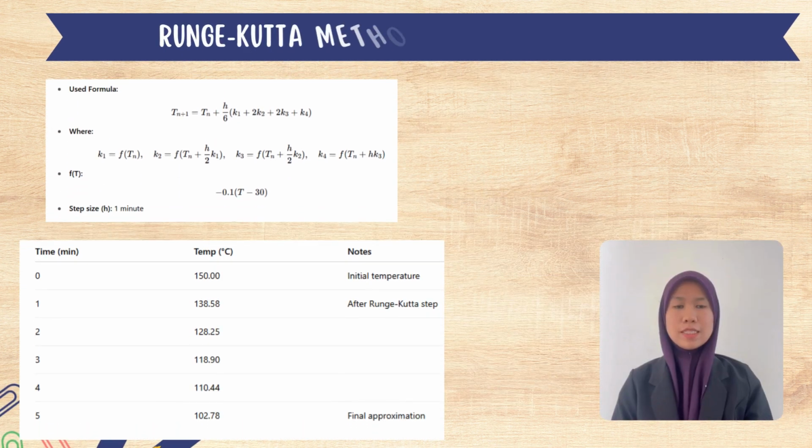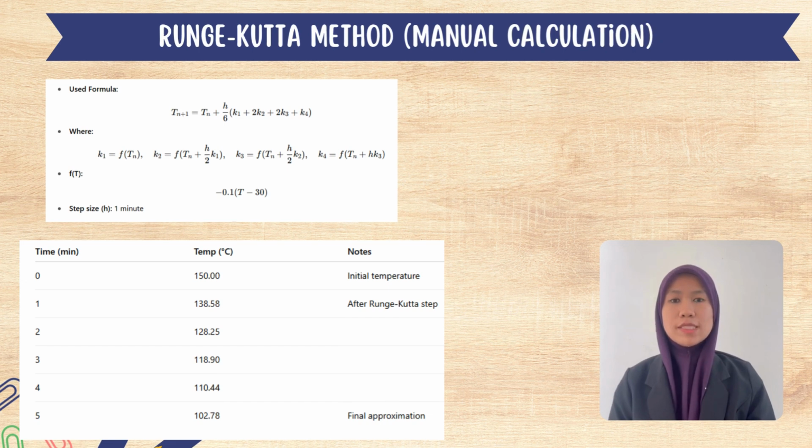Okay, I'm Izzati Khadijah. Now, let's move to the second method we use, which is the Runge-Kutta fourth order method, often known as RK4. Compared to the Euler's method, Runge-Kutta gives a much more accurate estimation because it calculates 4 different slope values at each time step. These slope values are known as K1, K2, K3, and K4.